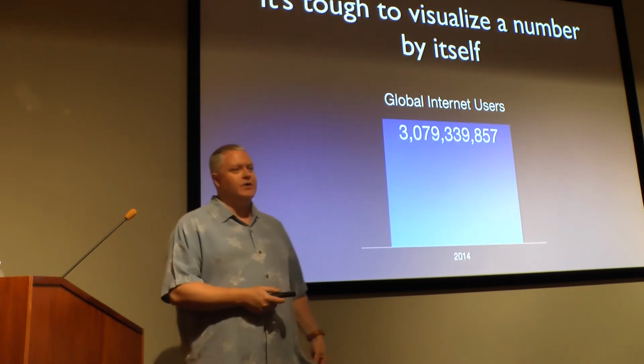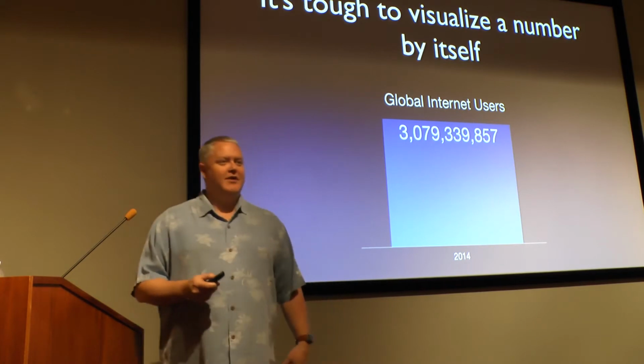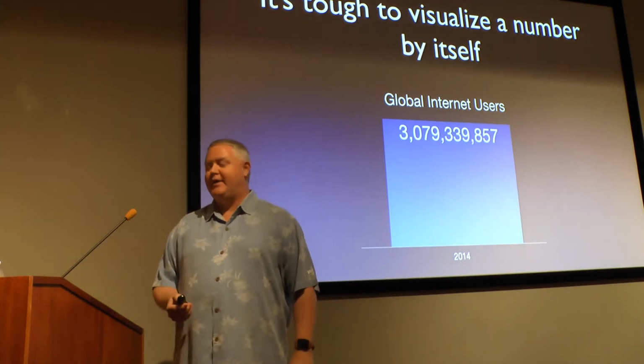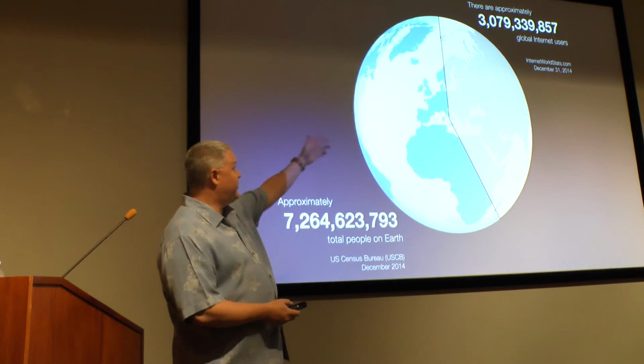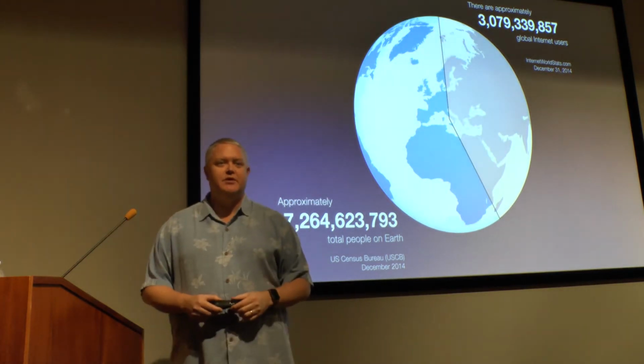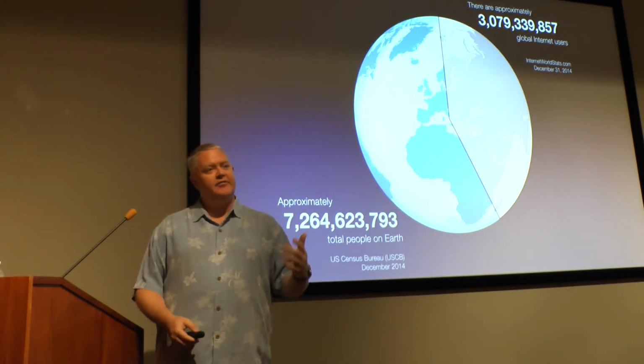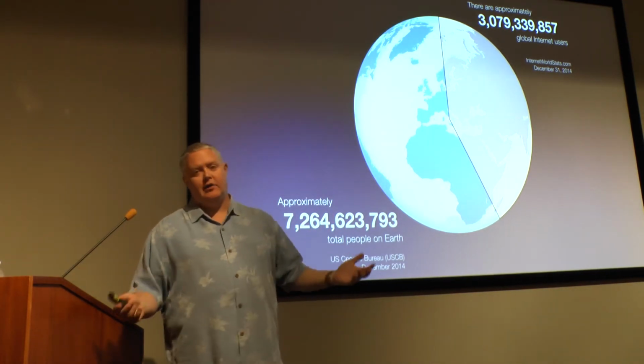It's also tough to visualize a number all by itself. A bar chart with just one bar doesn't help either. Right, you need to have some context. You need to have something to compare that to. So if I compare 3 billion global internet users to the total population of the planet, a little over 7 billion, now you have some context, right? It's a little more than a third, not quite a half. We're doing pretty good. That's a lot of people, but we got a long way to go.